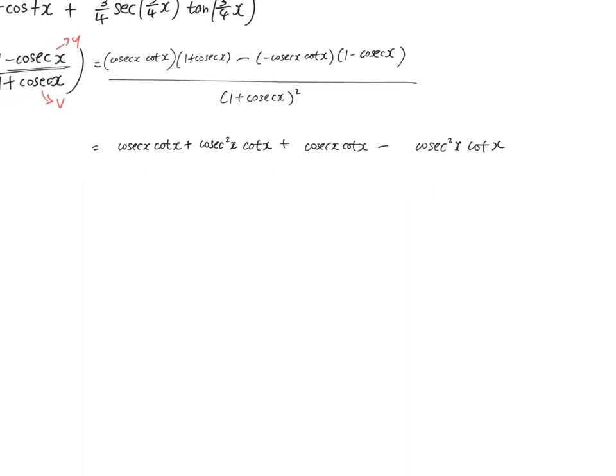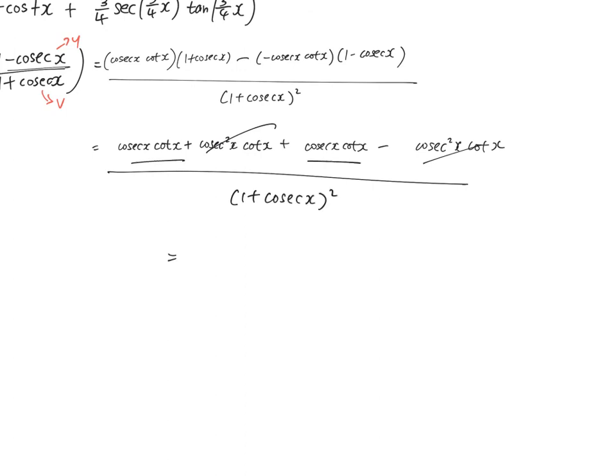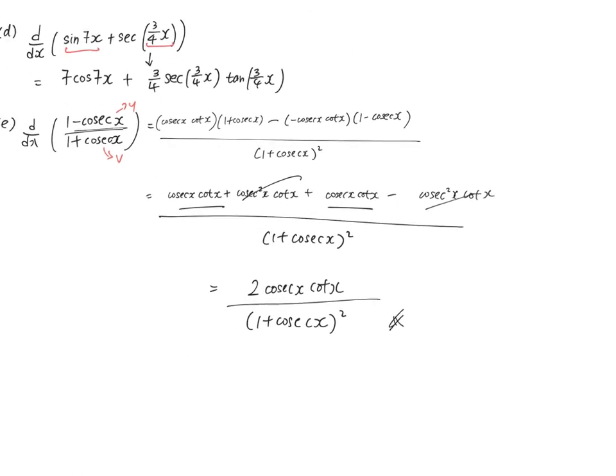Cancel this, rewrite the denominator, and cosecant cotangent, add them together, you just have 2 cosecant cotangent over (1 plus cosecant x) squared. And we are done with part E.